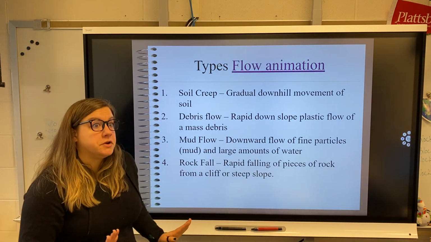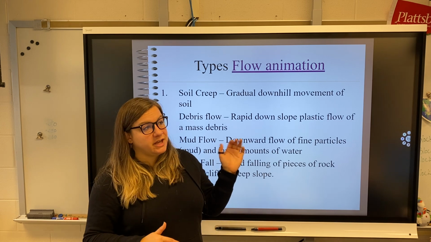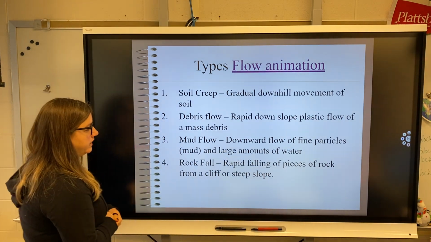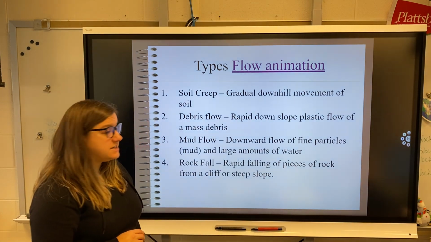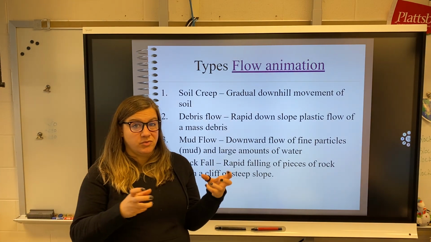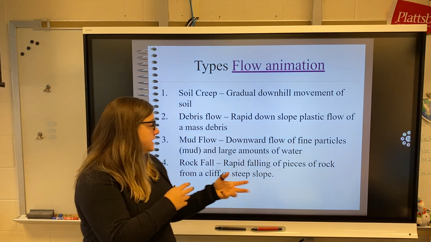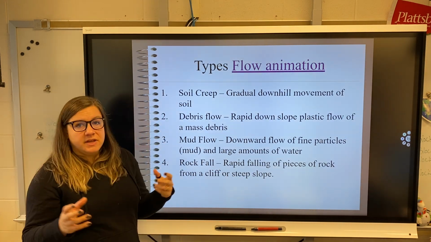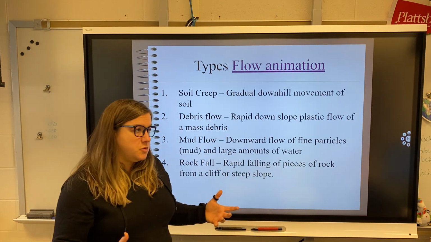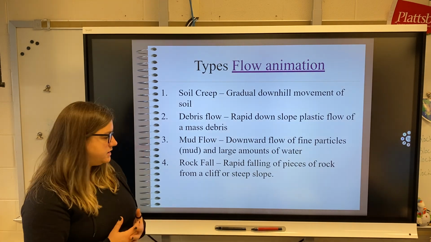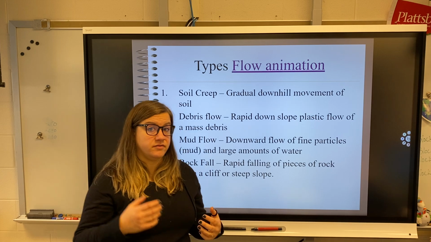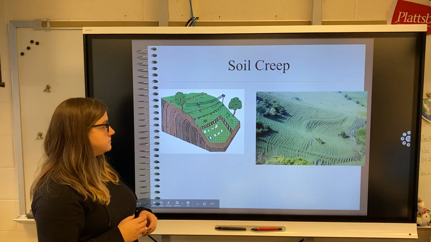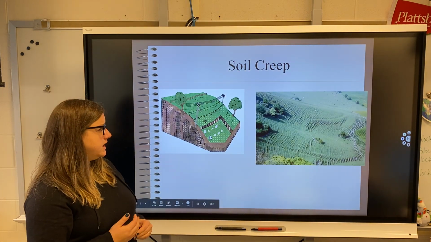Soil creep, because if you're going to creep along, creeping actually moves, it means it's very slow moving. Debris flow is this rapid downslope of plastic flow, which means that everything is just kind of moving like goop, basically. Then you have mud flow, which makes things move a little bit faster. It's just more of a mud consistency, more water into it. And then you have rock falls, which is the rapid falling of rocks off of the side of a cliff usually. So this is what soil creep looks like.